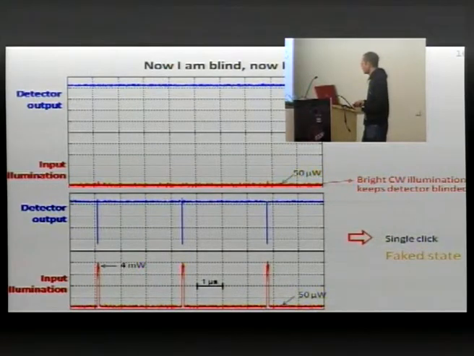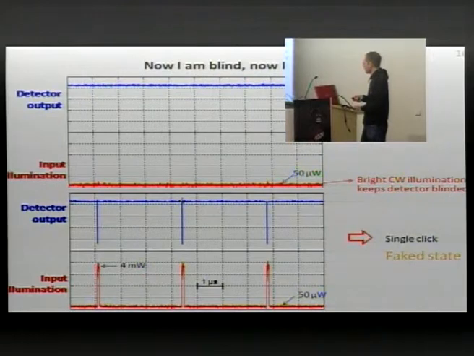Now, if we apply pulses of typically a few milliwatts power, then the signal here goes above the threshold of the comparator, and you can see the detector clicking with unity probability and very low time jitter. So you have a very tight control of the detector. And this is the intensity I0 at which the detector clicks.